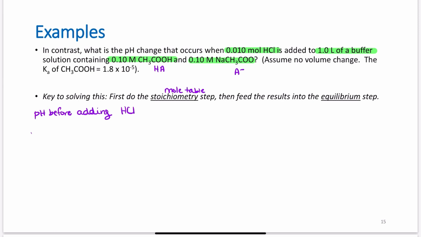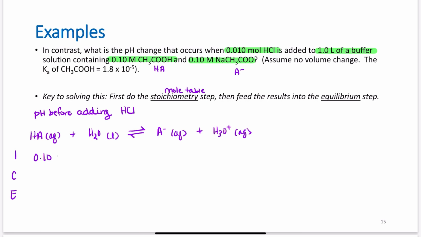Before I add acid, I have my acetic acid plus my water in equilibrium with my conjugate base, in this case acetate, and H3O+. It tells me that I'm starting out with a 1 liter solution containing 0.1 molar acetic acid and 0.1 molar sodium acetate. I have approximately no H3O+ present at the start.